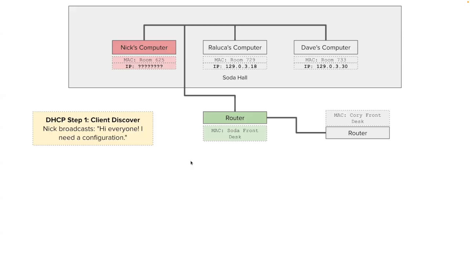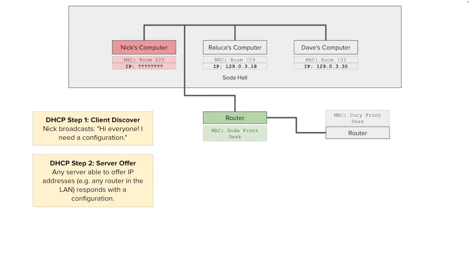Okay, so the first step is called client discover, and it's as the name says. Nick just says, "Hi, I need configuration." And this is for the routers to pick up and give some sort of answer. So step 2 is server offer. Any server who sees the discover says, do I have configuration for this user or not? And if they do, they give an offer. The offer includes all the pieces of information that Nick needs. We'll go through the offer in a second.